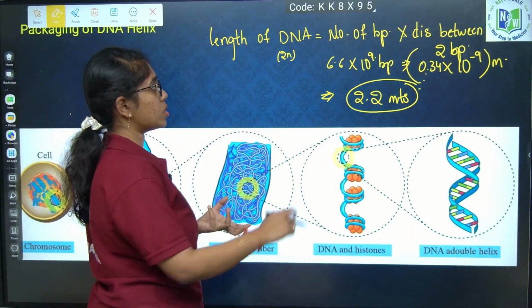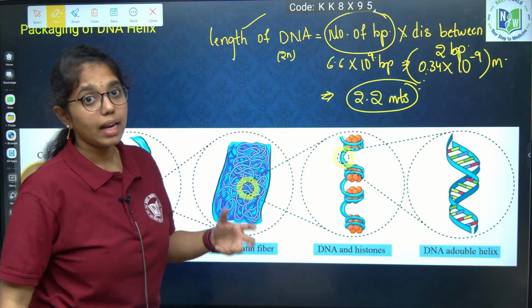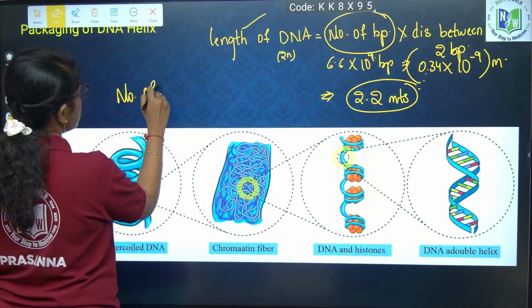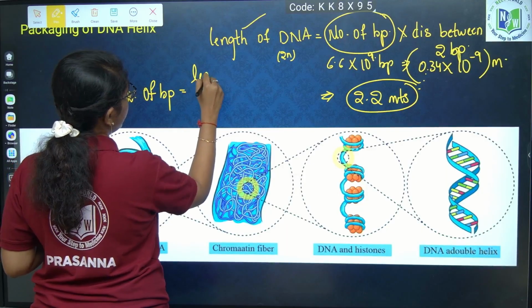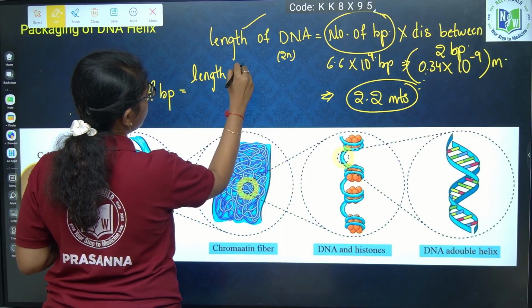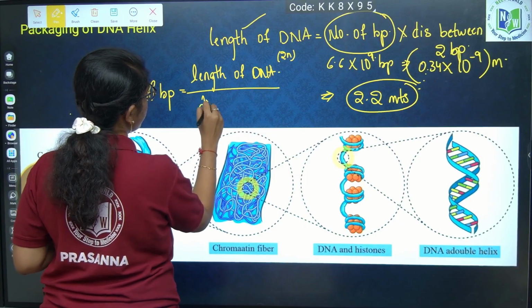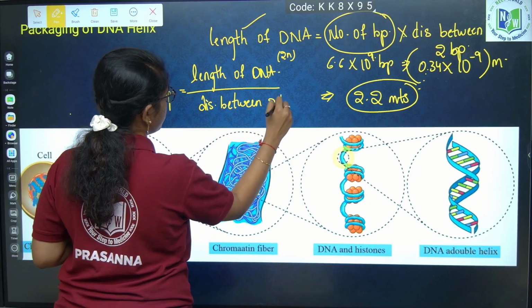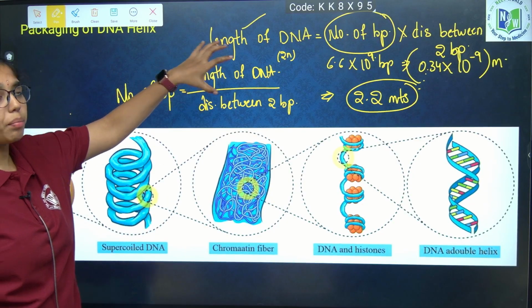If for suppose number of base pairs are given and he is asking us to find out the length of DNA, then what will be the formula? Number of base pairs is equal to length of DNA by distance between 2 base pairs. This is a very important formula, please do remember.